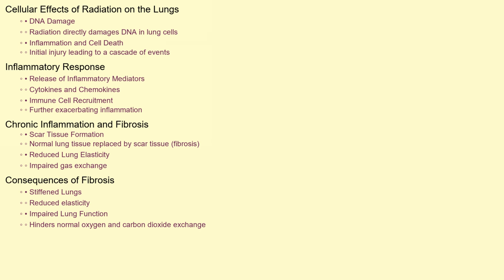Radiation damages the DNA within lung cells, leading to inflammation and cell death. This initial injury triggers a cascade of events, primarily involving the release of inflammatory mediators like cytokines and chemokines. These substances recruit immune cells to the affected area, further exacerbating the inflammation.